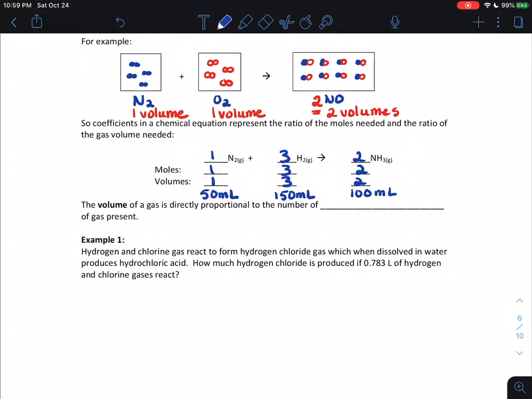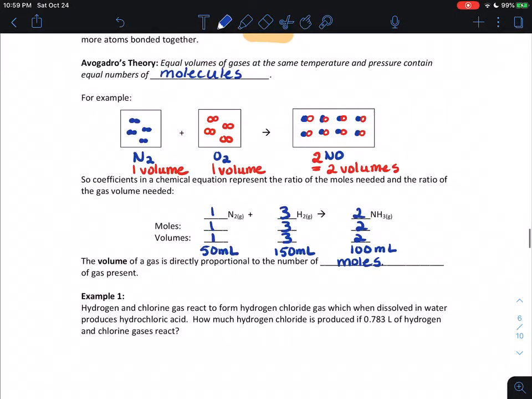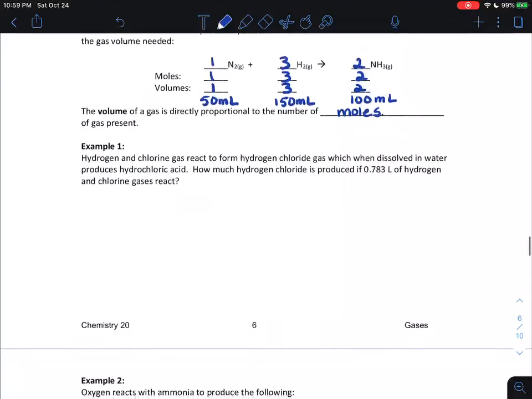So the volume of a gas is directly proportional to the number of moles of a gas present. And that really is the idea behind Avogadro's theory. So moles or molecules is directly proportional to volume. So how does that help us out? How does that help us figure out questions dealing with gases? And like I said, this is going to be kind of your introduction to stoichiometry.